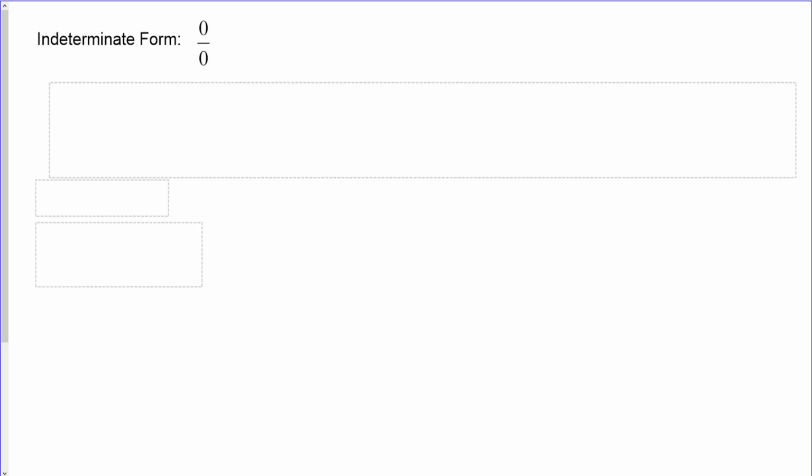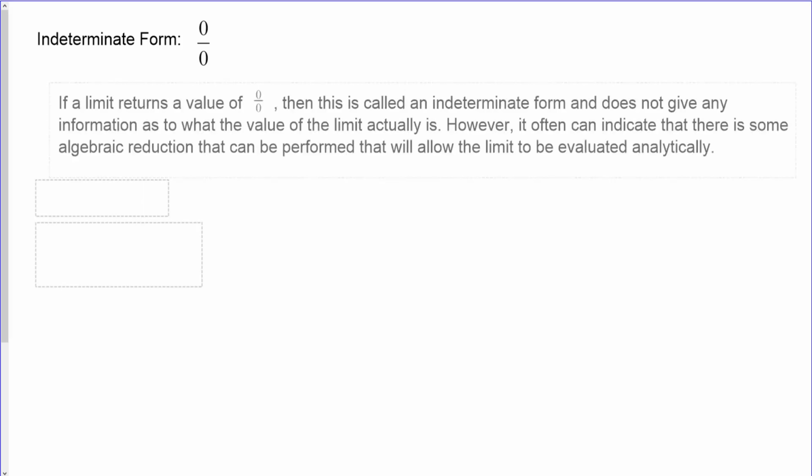So remember, when we had holes in the graph, we could evaluate limits there, but when we had asymptotes, we could not. So if that limit returns a value of 0 over 0, it doesn't actually give any information about what the value of the limit actually is. But you might have some algebra that you can do in order to still evaluate this limit analytically. You could go through and use the tables, but generally analytic methods are a little bit faster.